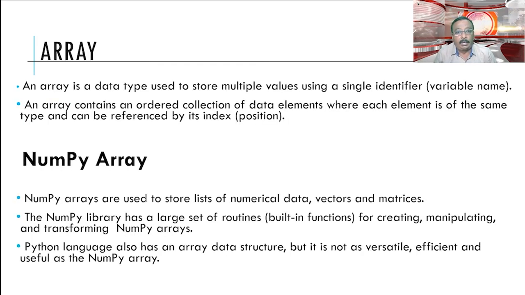Array. An array is a data type used to store multiple values using a single identifier, that is, a variable name. An array contains an ordered collection of data elements where each element is of the same type and can be referred to by its index, that is the position of that particular value.